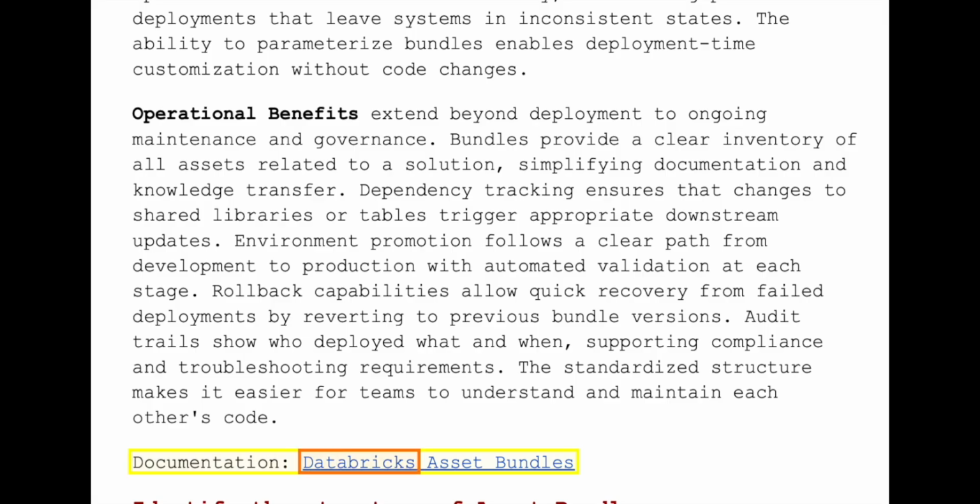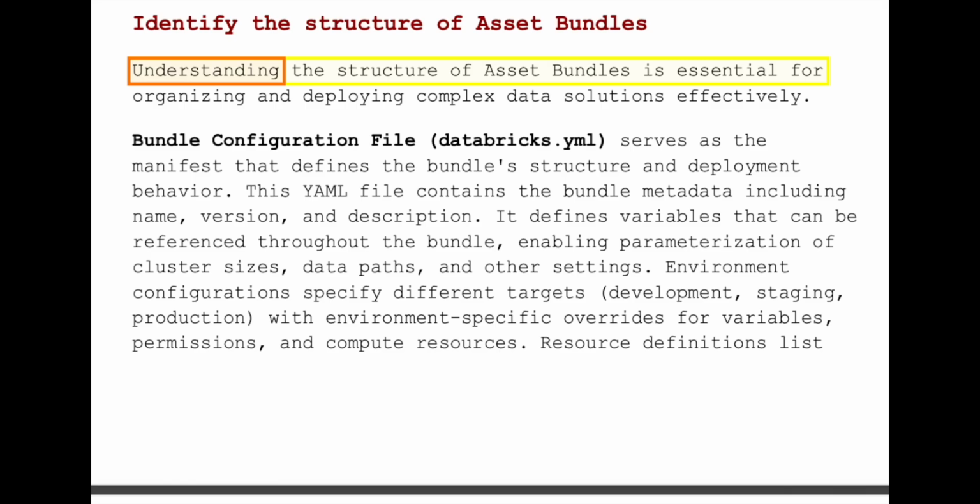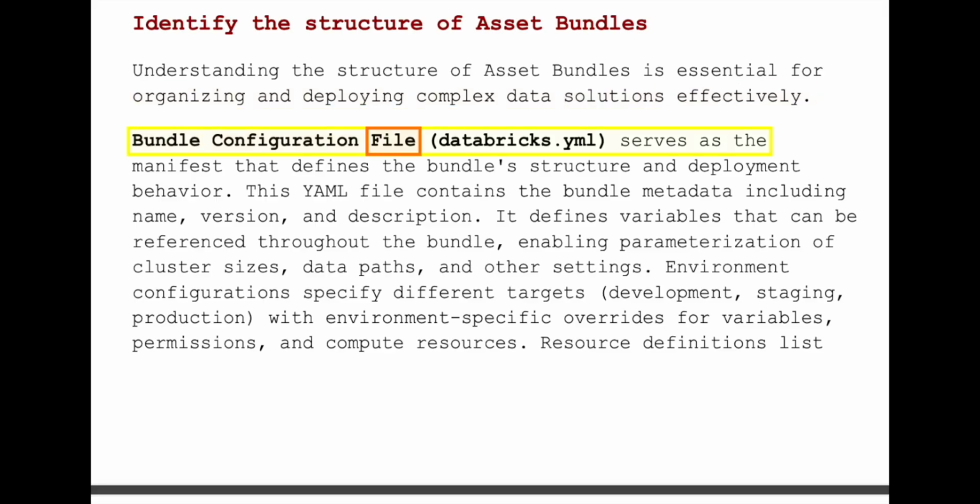Documentation. Databricks asset bundles identify the structure of asset bundles. Understanding the structure of asset bundles is essential for organizing and deploying complex data solutions effectively. The bundle configuration file, databricks.yml, serves as the manifest that defines the bundle structure and deployment behavior. This YAML file contains the bundle metadata including name, version, and description.